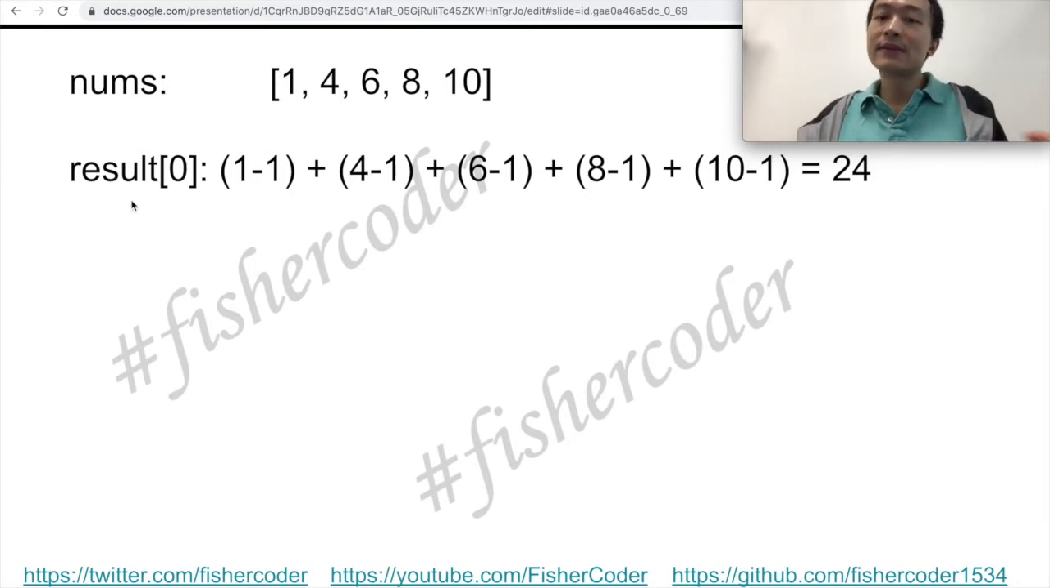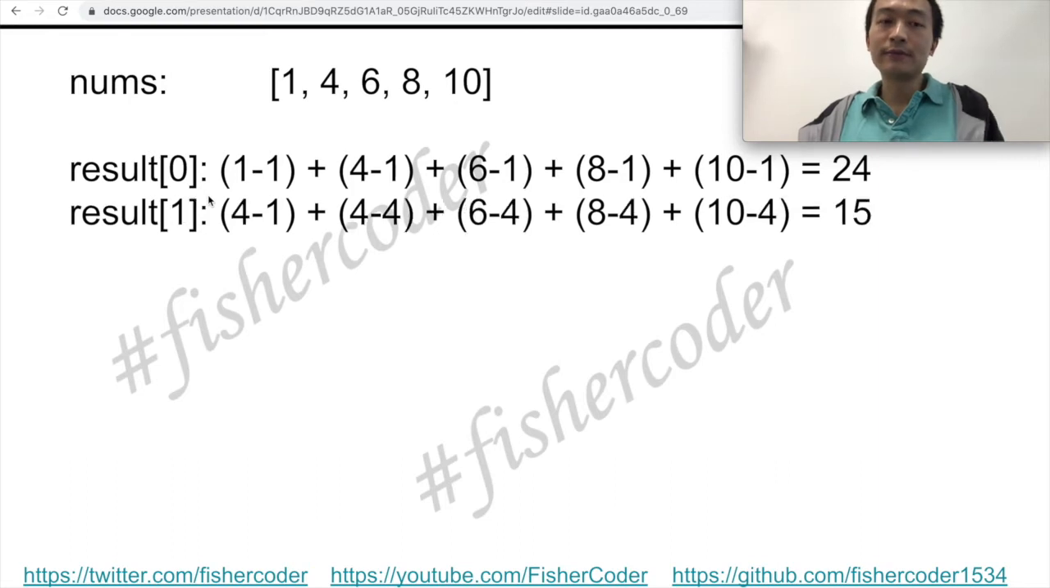We'll do similar things for result 1. Result 1 is calculated this way, so we got 15, right? So 4, so this is the second result we're trying to compute for. So 4 minus 1, 4 minus 4, 4 minus 6, right? 6 minus 4, 4 minus 8, 8 minus 4, 4 minus 10, then 10 minus 4. So we get the absolute result, so that's 15.